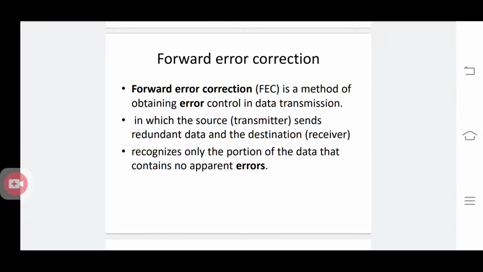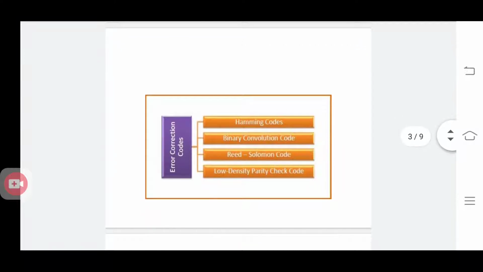Forward error correction is a method of obtaining error control in data transmission. Here there are the source, the transmitter and the receiver, and the sender will transmit some redundant data to the destination. So the receiver recognizes only the portion of data that contains no apparent errors. That is the forward error correction mechanism. We have forward error correction codes like Hamming codes, binary convolution codes, Reed-Solomon codes, and low density parity check. All are used for correcting or controlling the error in the data communication system.